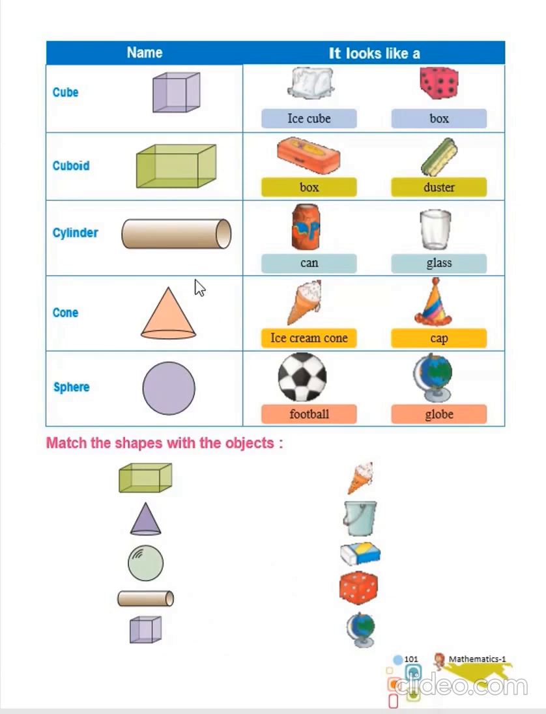So, we have cube, cuboid, slender, cone and sphere. Sphere is round. Cone is triangular in shape. It is like a cone. Slender is like this. Cuboid is like this. And cube is like this.